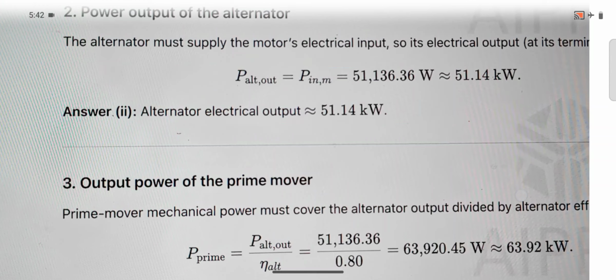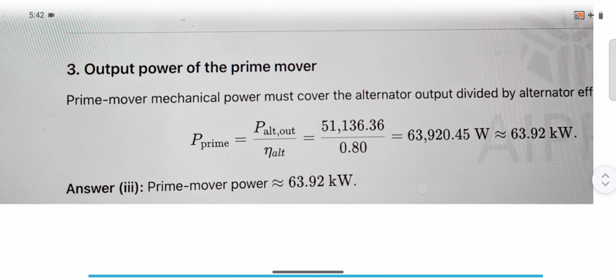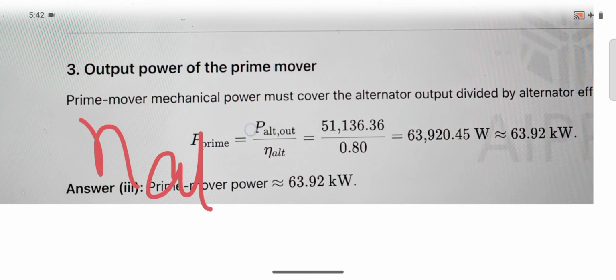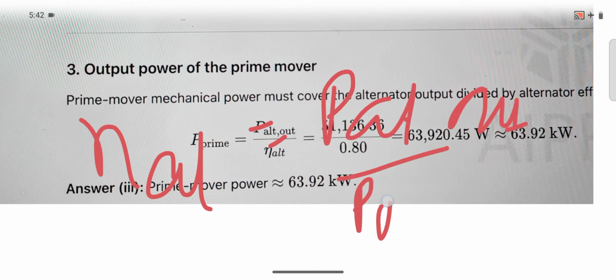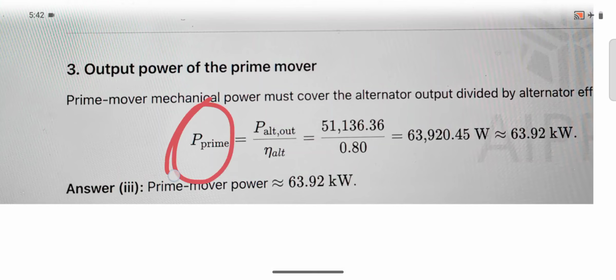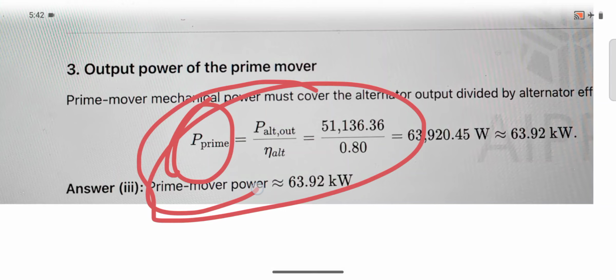Next, the output power of the prime mover. For that, we will use the alternator efficiency, which is the alternator output power divided by P prime mover. The prime mover is giving the input power. So the prime mover power we will calculate by using this formula, and the output power of the prime mover we will calculate like this.